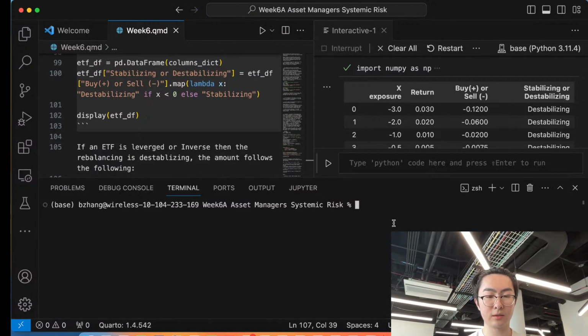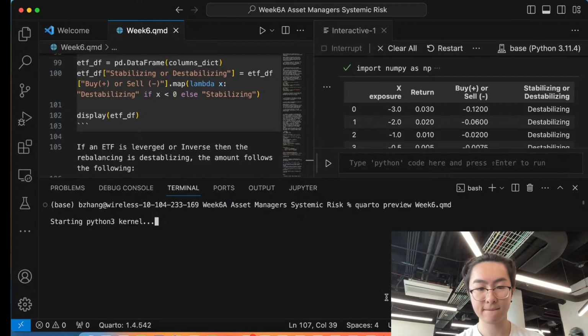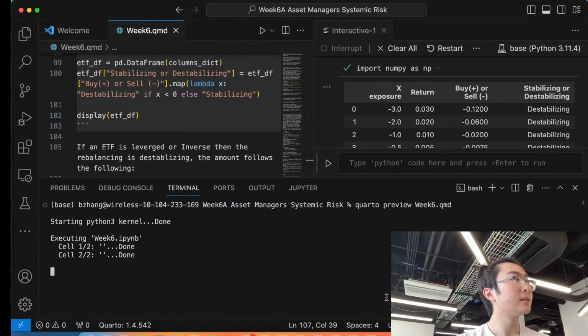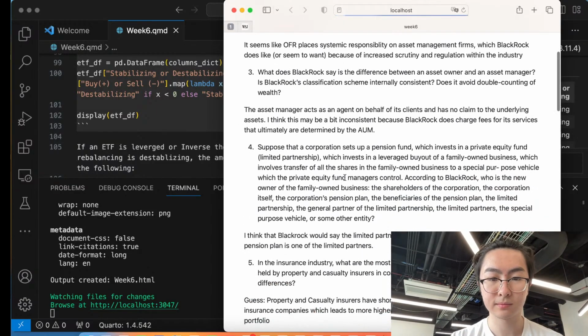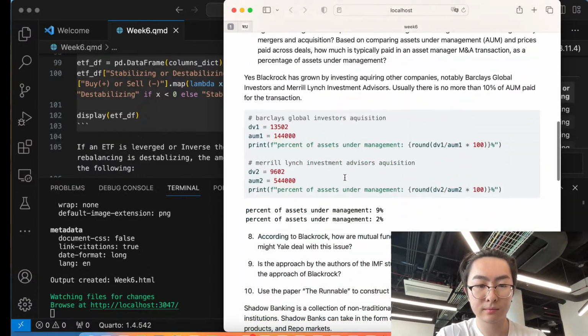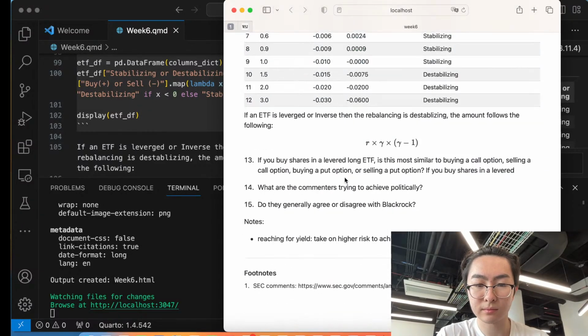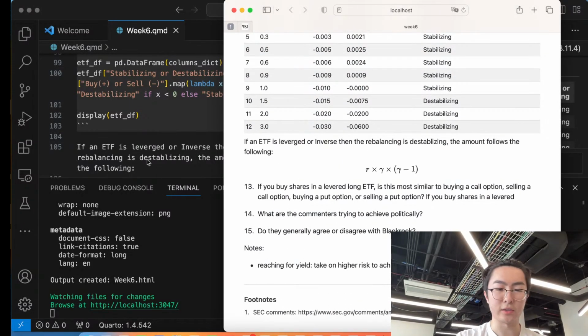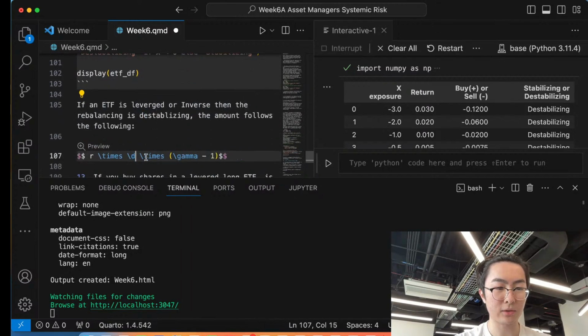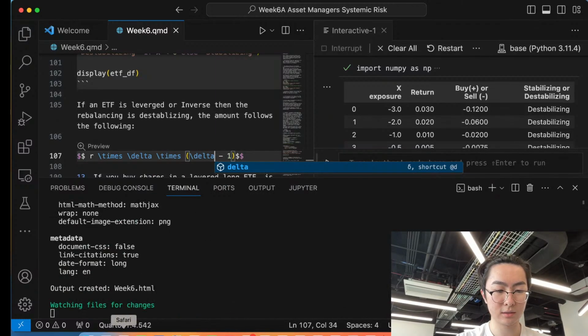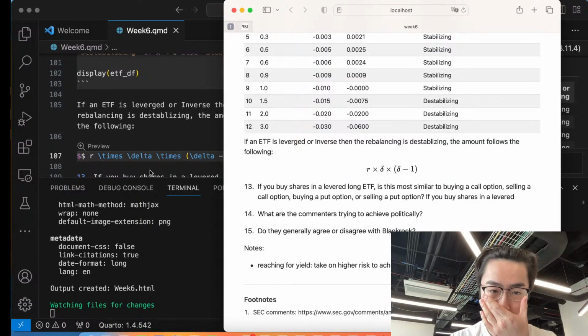Okay, wait. Quarto preview week 6 that QMD. That's not in mine, is it? Okay. Oh, is this delta? Let me see. I don't remember all these Greek symbols. Okay, it is. Okay.